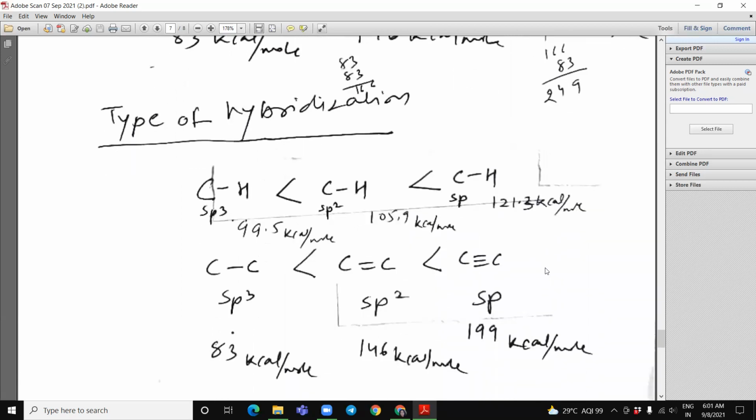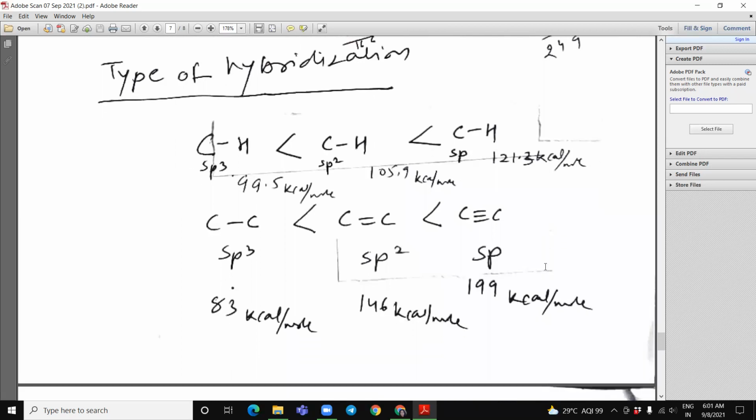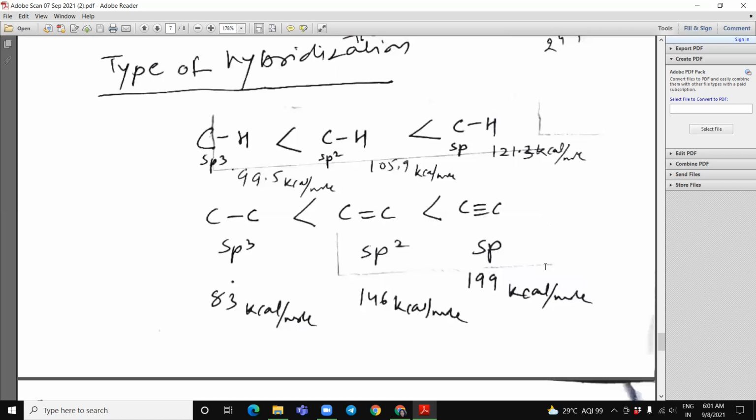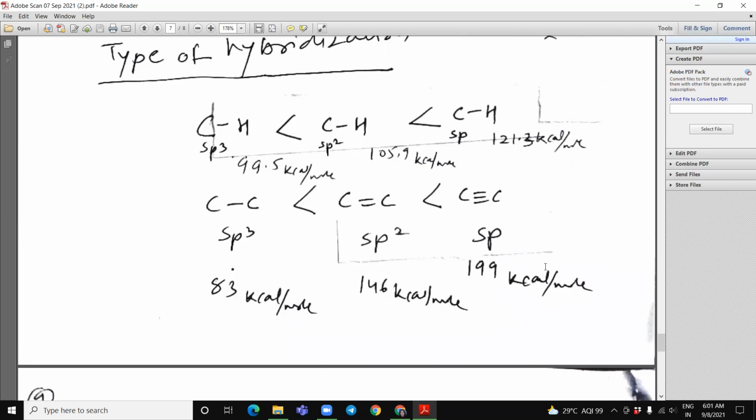Type of hybridization. Here, in carbon-hydrogen, the carbon is sp3 hybridized, in the next carbon-hydrogen it is sp2, and in the carbon-hydrogen on the triple-bonded carbon it is sp. So their bond energy also changes according to the type of hybridization. As in sp, the s character is more, so its bond energy is also higher.